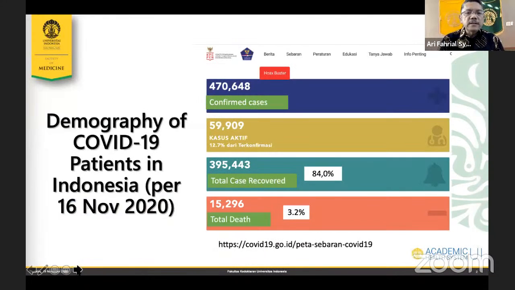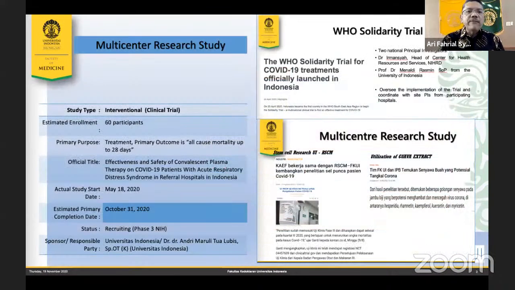I just want to give you the latest information about the demography of COVID-19 patients in Indonesia. On 16 November 2020, we have 470,648 confirmed cases, and a total recovery rate of around 84%. Until now, the case fatality rate is 0.2%. Actually, it is better than before, because in April we had around 10% case fatality rate at the time.